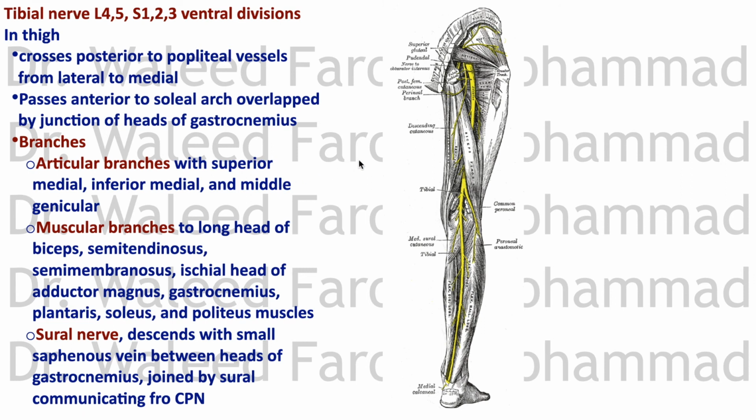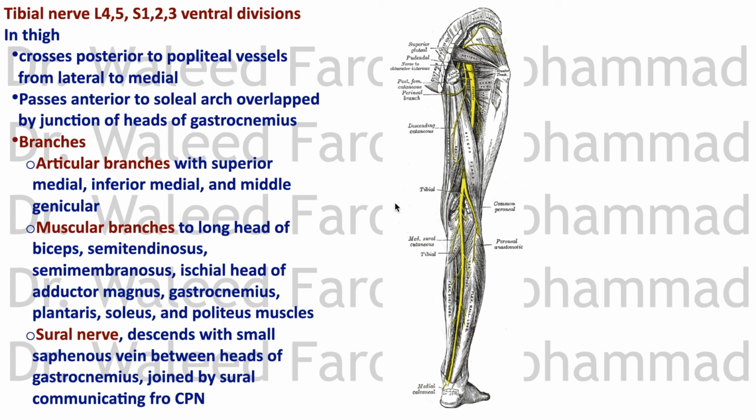The tibial nerve in the thigh crosses posterior to the popliteal vessels from lateral to medial, as we discussed earlier, and passes anterior to the soleal arch, because of the origin of the soleus muscle on the back of the leg, overlapped by the junction of the heads of the gastrocnemius.